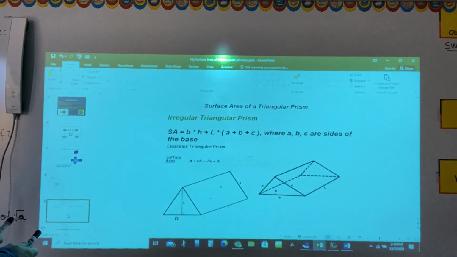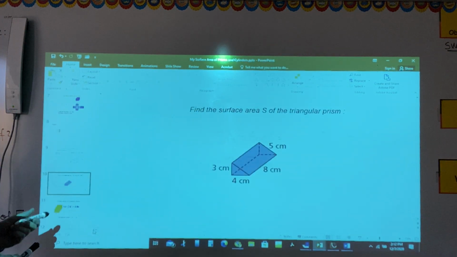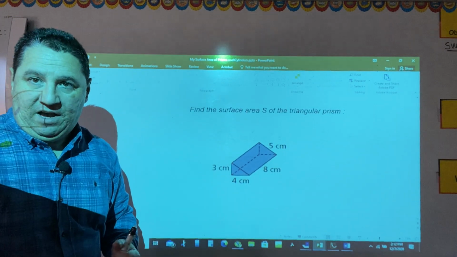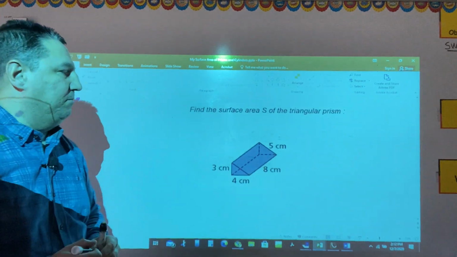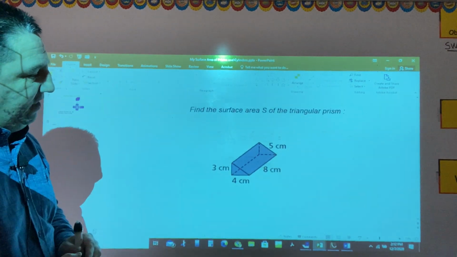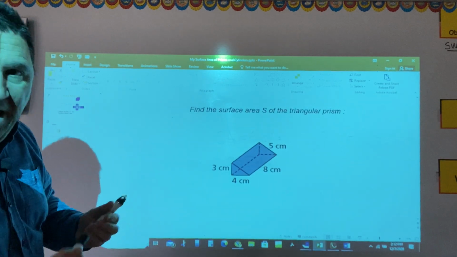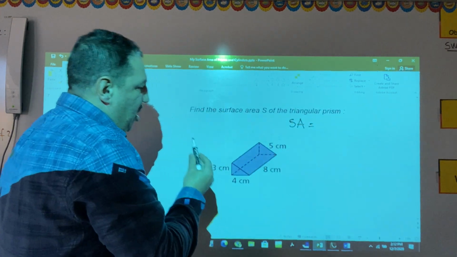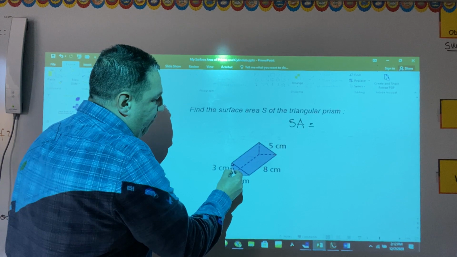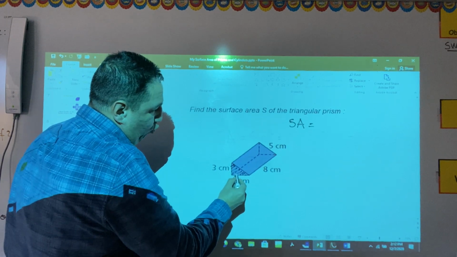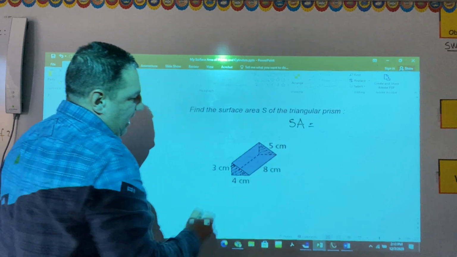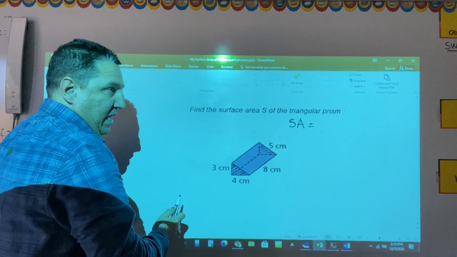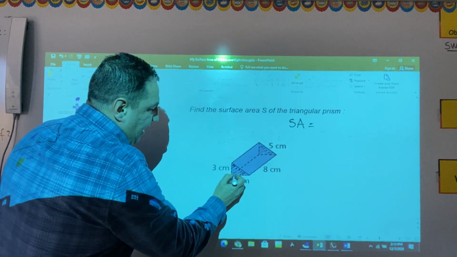Good. Let's have an example of finding the surface area of a triangular prism. In this case, we apply the formula for surface area. So, surface area equals, first, we find the area of bases. We have 2 such bases. Now, this triangle, as we can see, is a right triangle. This is a right angle.